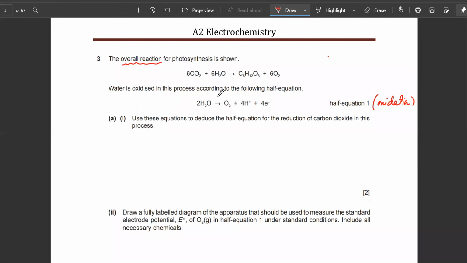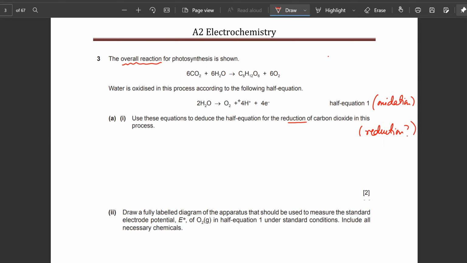He's saying water is oxidized in this process according to the following half equation. So for this reaction, which is the overall reaction, they gave me this half equation. And they're asking, use these equations to deduce the half equation for the reduction of carbon dioxide in this process. So we're looking for the reduction equation.